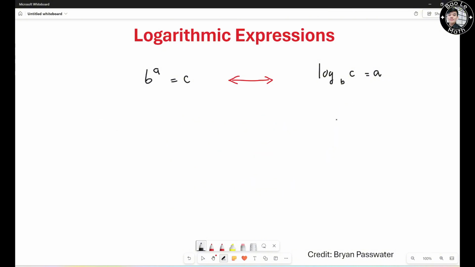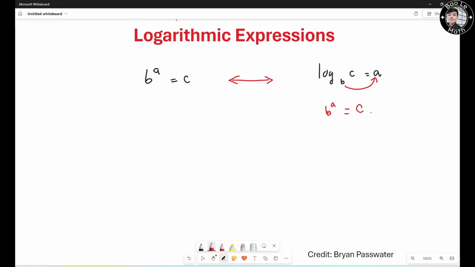Now, let's convert from the logarithmic form to the exponential form. It's very simple. It's going to be b raised to the a equal to c. So I have b raised to the a equal to c.